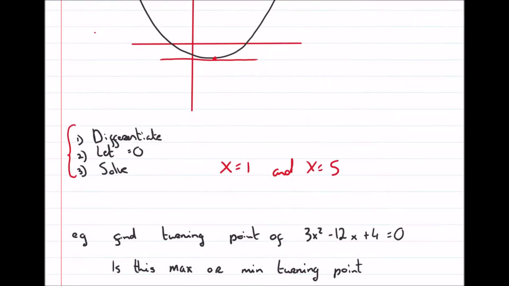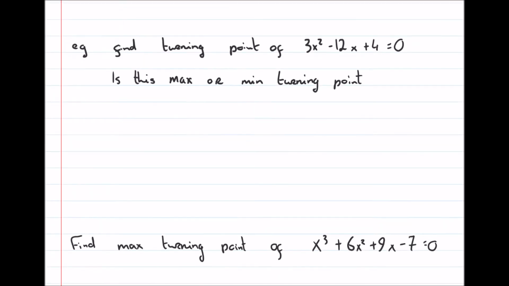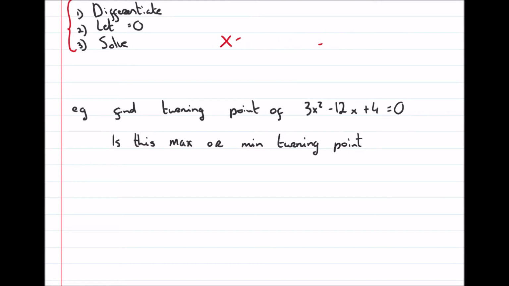Let's look at this question then. It says find the turning point of y equals 3x squared minus 12x plus 4. If I was just to sketch that, think, what shape is it? Well, x squared, so it's quadratic. Is it going to be an N shape or a U shape? Well, it's a plus value here, so it's going to be a U shape. So this is going to have a minimum value.